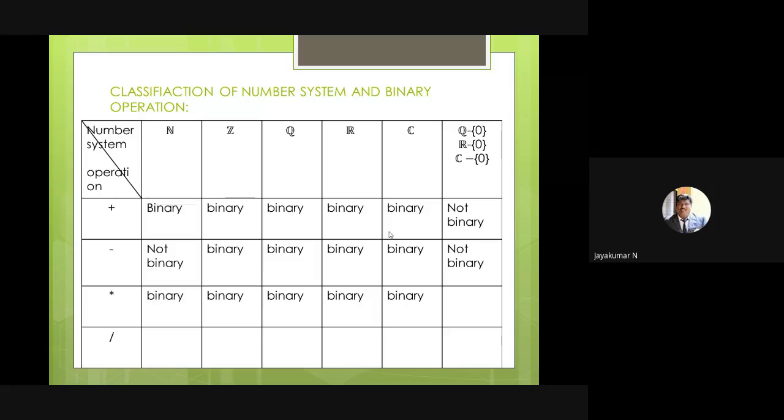So, because we think about not binary, for proving not binary, I have to get 0, because 0 doesn't belong to Q minus 0. So when you multiply two non-zero numbers, is there a possibility of getting zero? No. Because if you multiply two numbers and the result is zero, then one of the numbers is definitely zero. Okay. So definitely it's binary. The next four lines are very important.